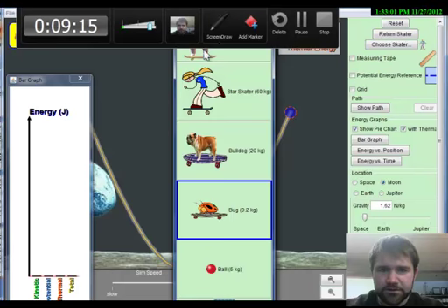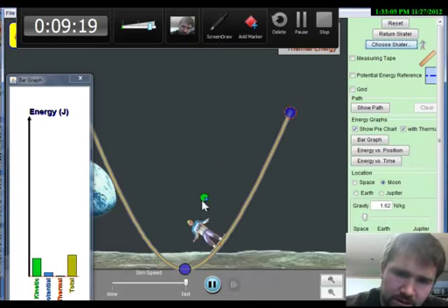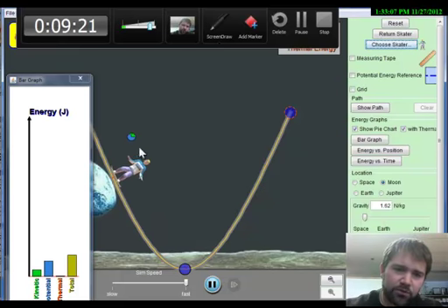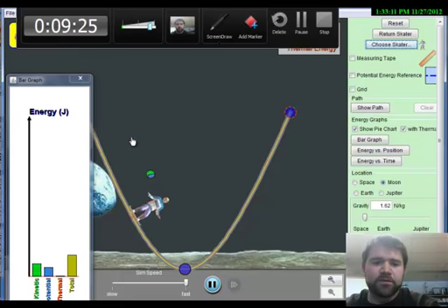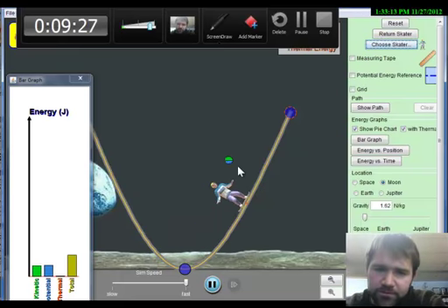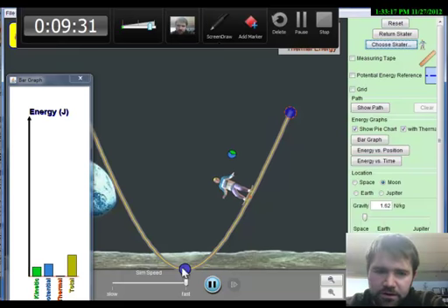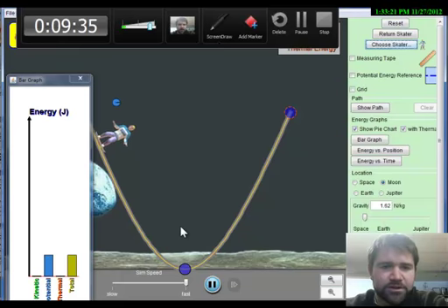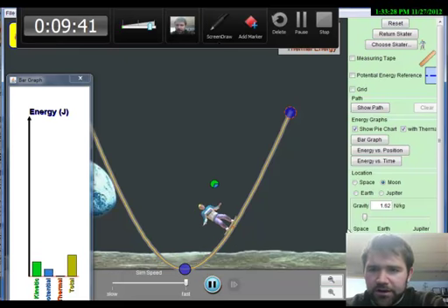If I choose this skater again, what's different? Again, we have a smaller total pie. We have less total energy because of the smaller gravitational force, but the percentages are still the same. It's still completely potential up here and completely kinetic down here. So again, 100% kinetic energy doesn't mean he's going fast, it doesn't mean he's going slow, it just means that all of his energy is currently kinetic energy.